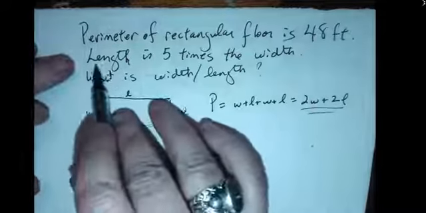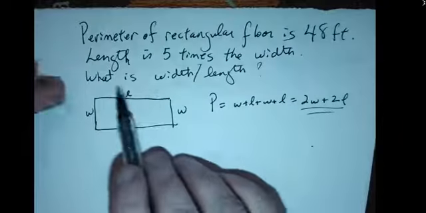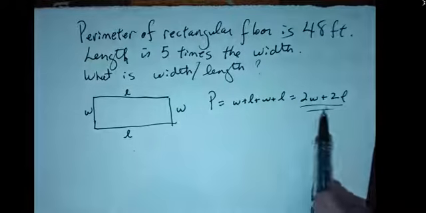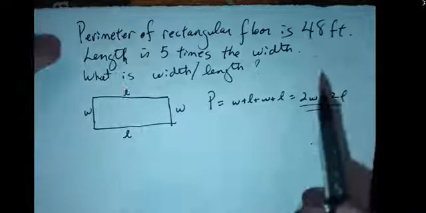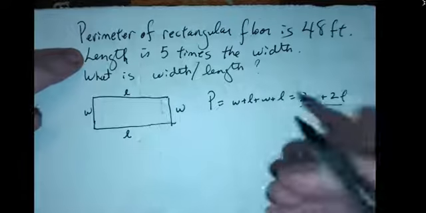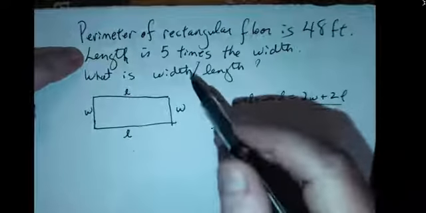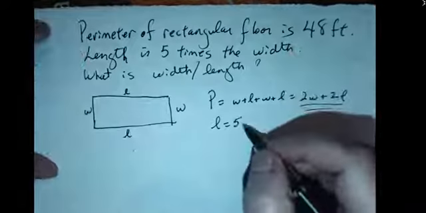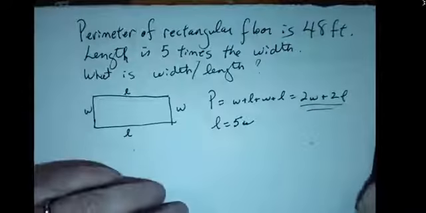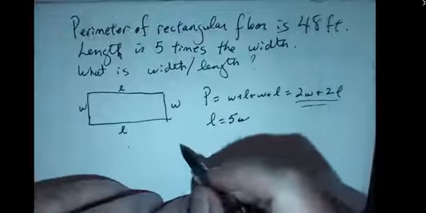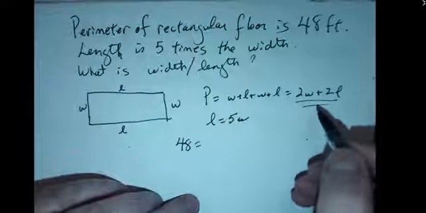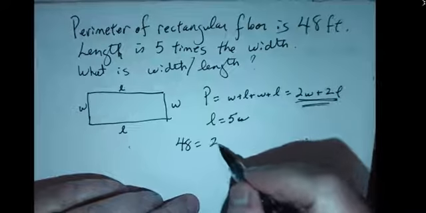Now, this sentence tells us, so we're meant to find width and length. So we have two things to find, but this sentence tells us that we can write one of them in terms of the other. So the length is equal to 5 times the width. Okay, so the perimeter is 48, and 48 is equal to that.